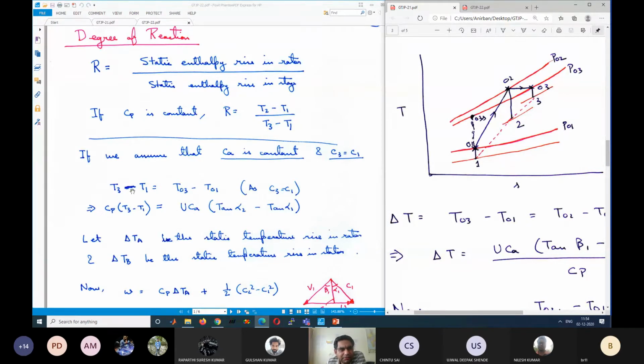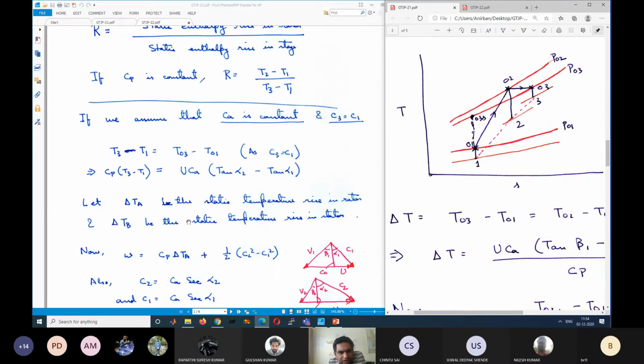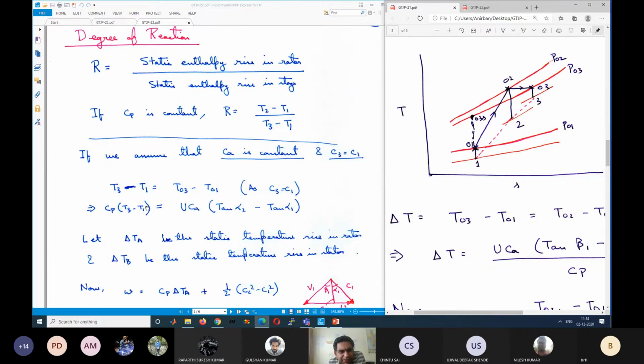T03 is nothing but T3 plus C3 square by 2Cp, and T01 is T1 plus C1 square by 2Cp. So T3 minus T1 is equal to T03 minus T01. Now Cp into T3 minus T1 is the work done. Actual work done is Cp into T03 minus T01, but because it is equal to T3 minus T1, I can write Cp into T3 minus T1 is equal to UCa tan alpha 2 minus tan alpha 1.